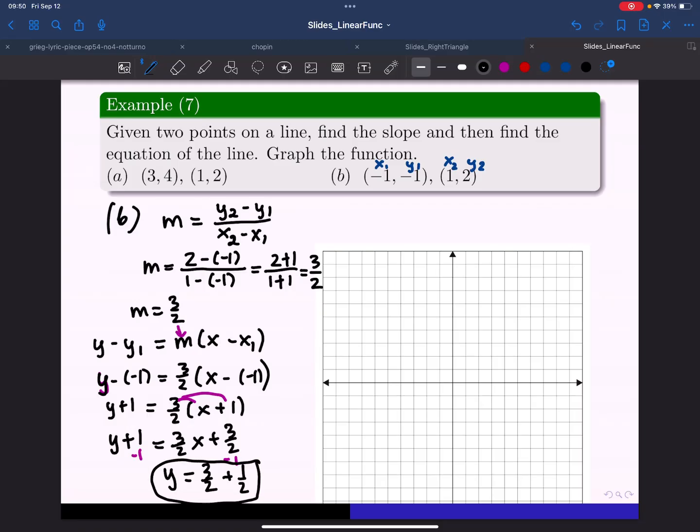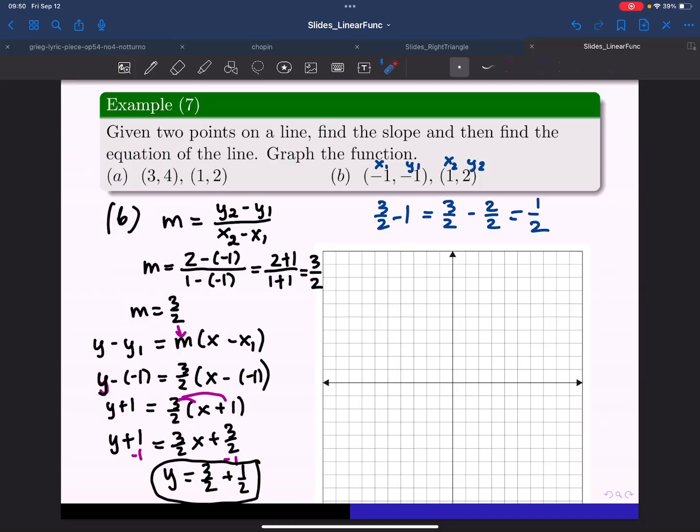We can see that at this point we had 3 halves minus 1. 3 halves minus 1 is the same as 3 halves minus 2 over 2, since the whole 1 is 2 over 2. And then 3 minus 2 is 1, so we get 1 half.